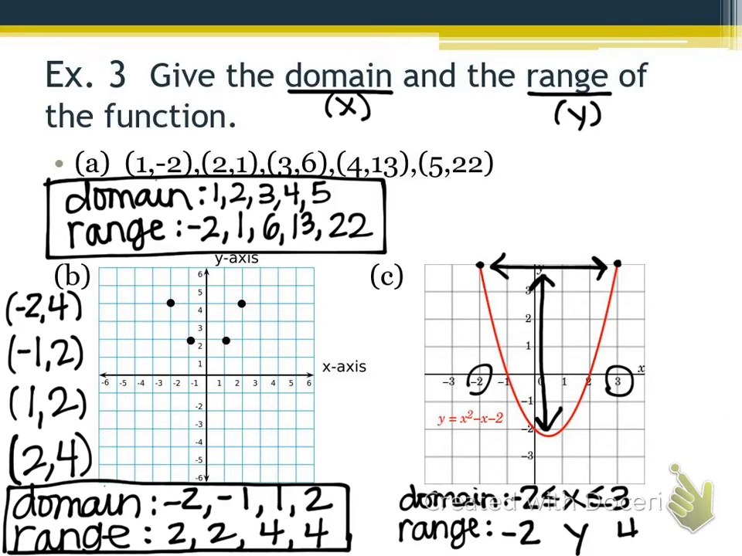And what is the highest that it goes? 4. Very good. Now, are my y values greater than -2 or less than -2? Greater than or equal to. And are my y values greater than 4 or less than 4? Less than. Again, because these are my y values from here all the way up to here, and then they stop. You guys got it? Awesome. And that brings us to our last example.